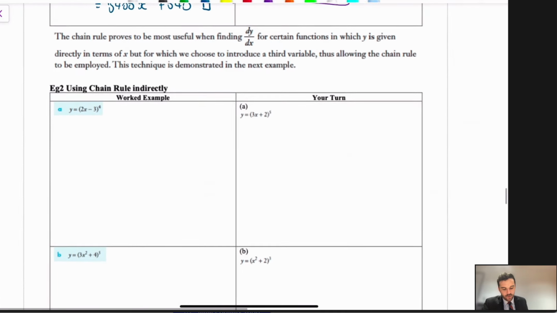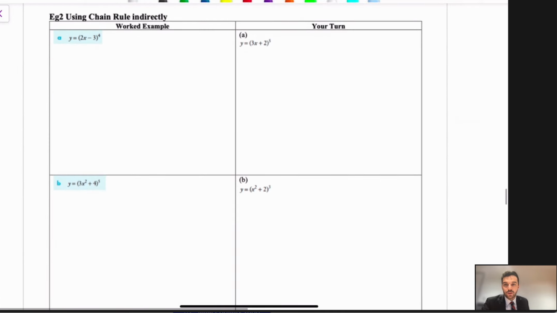Okay, so we've got this function here, y is equal to (2x - 3) all to the 4. Now what they're asking for is, can you differentiate dy by dx? Okay, now we can see, how do you do that? You could expand this, it's to the power of 4, so you could turn this into 4 brackets and expand. What we are going to do is use something called a dummy variable to simplify this problem and use the chain rule.